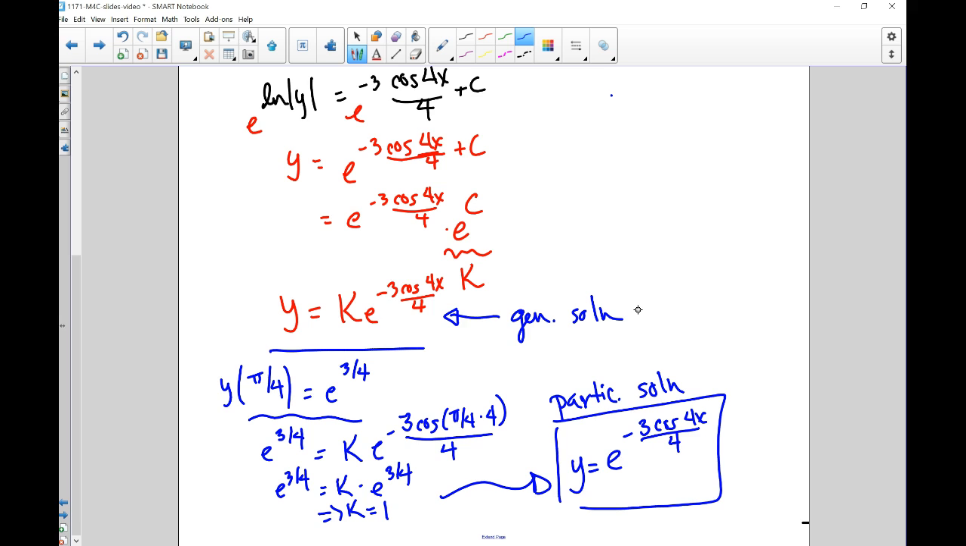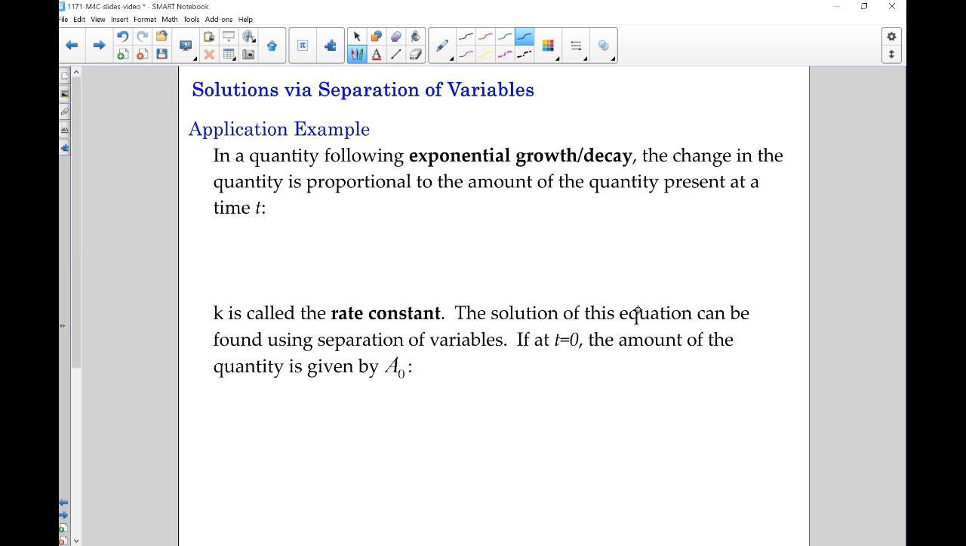Our last example that we're going to discuss is an application example. There are a lot of applications of differential equations, and some of them involve solutions via separation of variables, some don't. The module notes that accompany this course do have a few other examples that I encourage you to explore.